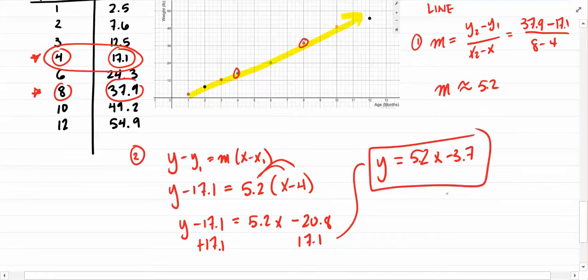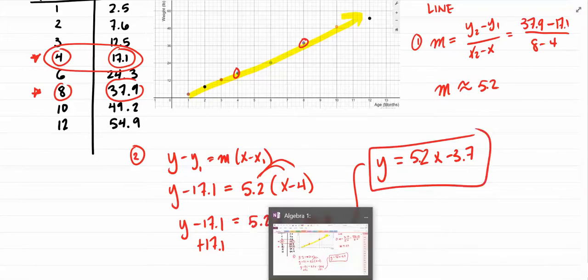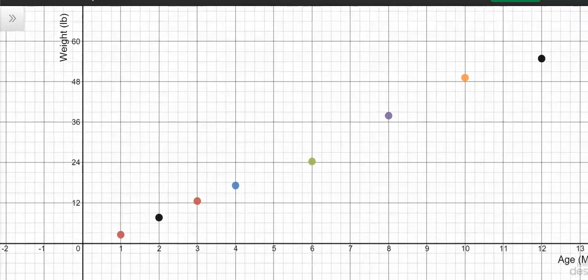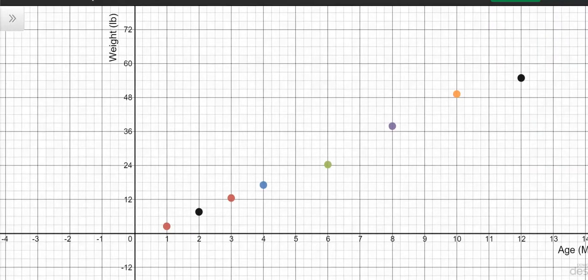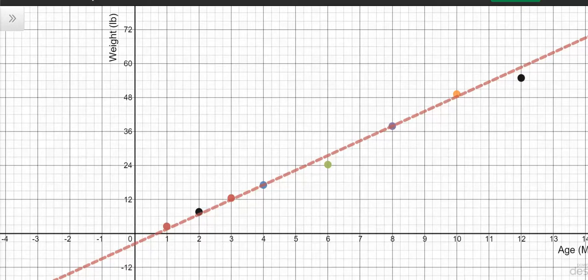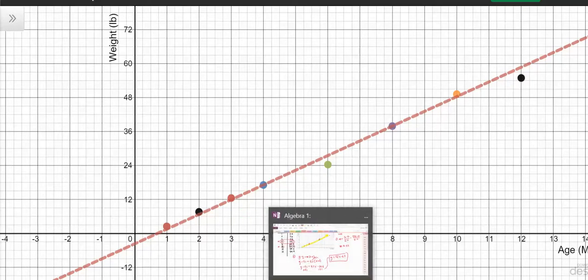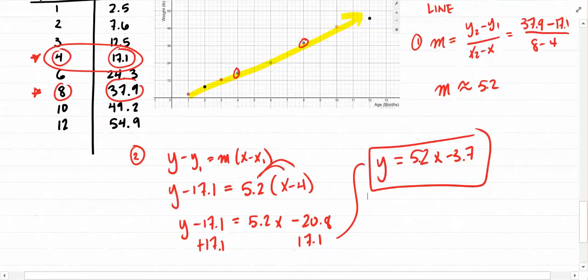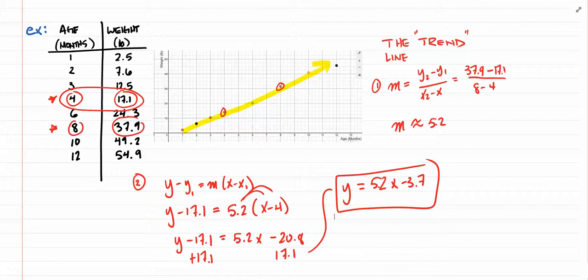So I want to show you what this looks like, okay? If I go over to Desmos real quick, because I already have it up on the screen, here's the scatter plot of what we created, and the equation of the line that we just figured out together was 5.2x minus 3.7. So when I graph this line, this is what's known as a trend line. It's a line that goes through our data that is a pretty good fit to our data. And that's what it means to find a trend line of the data and how we did it.